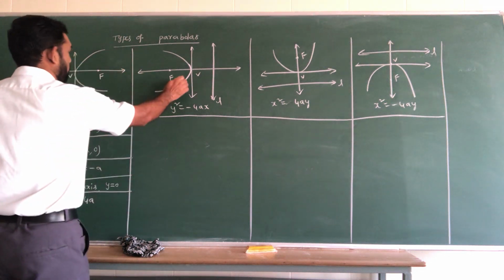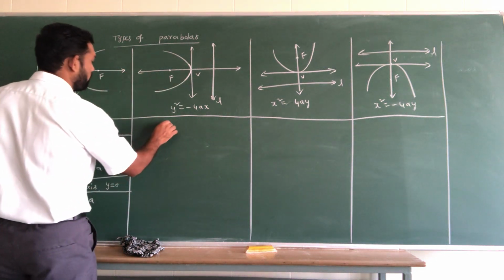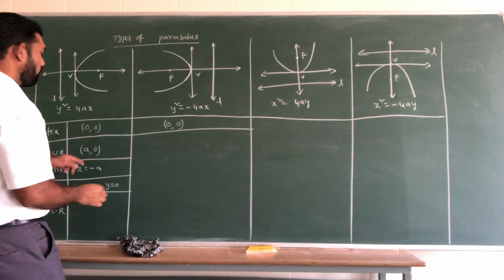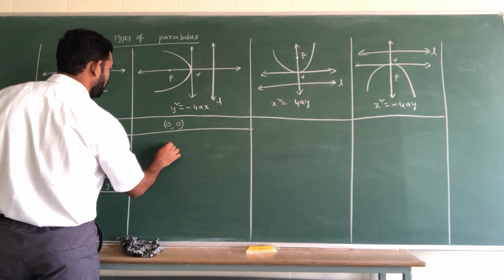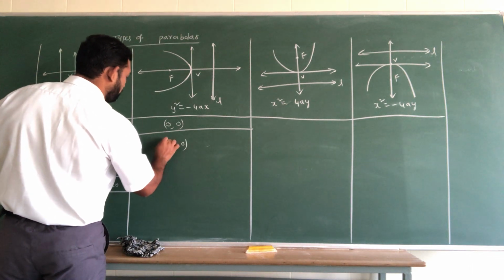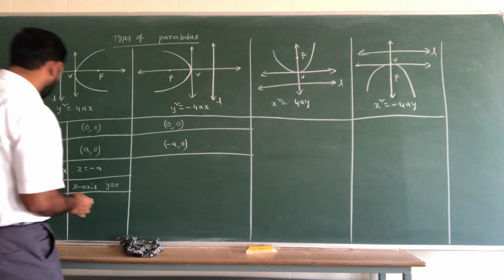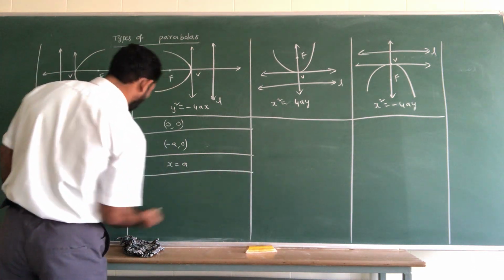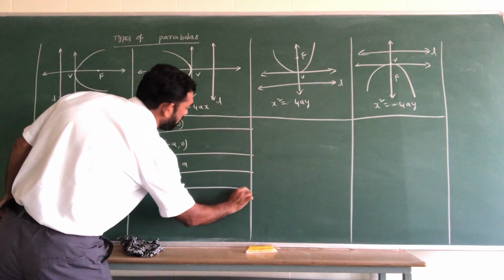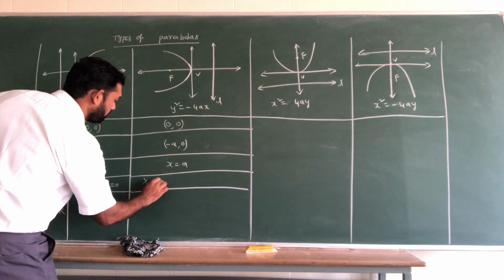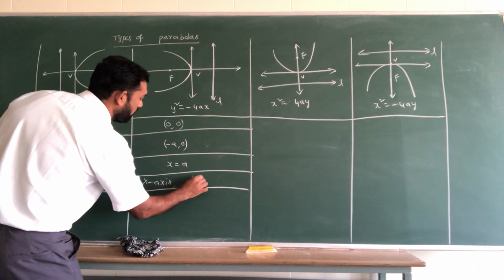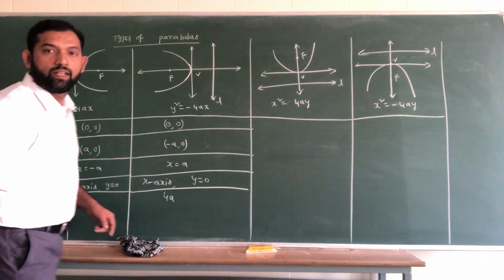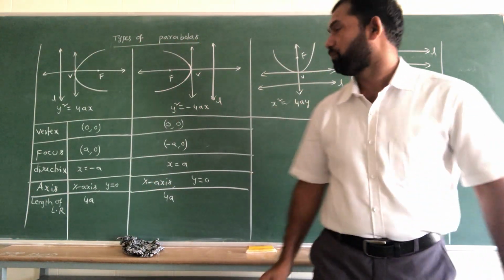Vertex of the second one is what? Same, 0, comma 0. That is our vertex. Next one, what is the focus? Focus is minus a, comma 0. Next one, directrix equation, x is equal to a. Next one, x-axis, y is equal to 0. Next one, the length of the latus rectum is 4a.